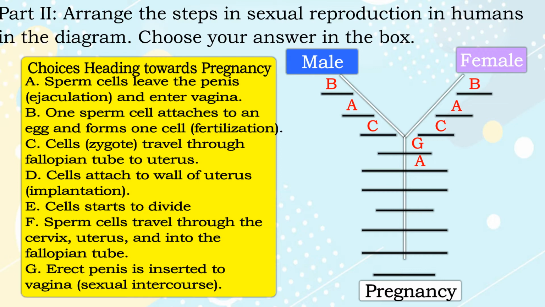Next step is letter F. After the sperm has been released inside the female reproductive organ, it will travel through the cervix, uterus, and into the fallopian tubes. So, how many sperm are we talking about? Millions of sperm cells. Ganun kadami ang na-eject na sperm during one ejaculation.